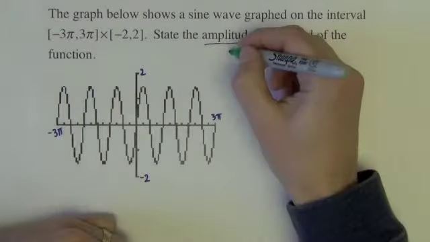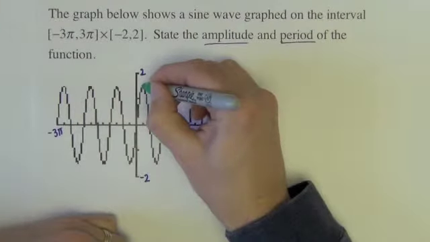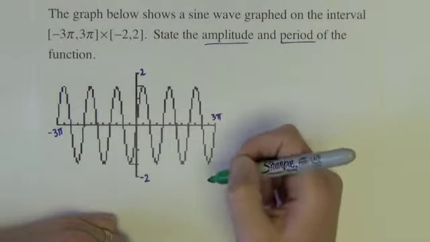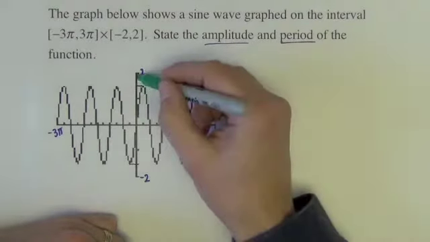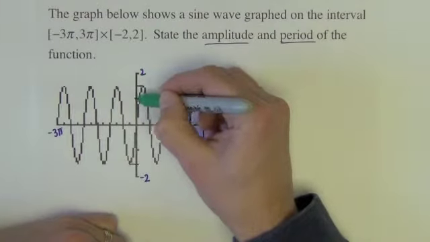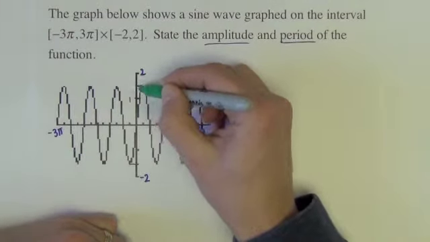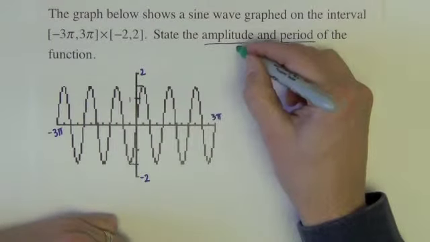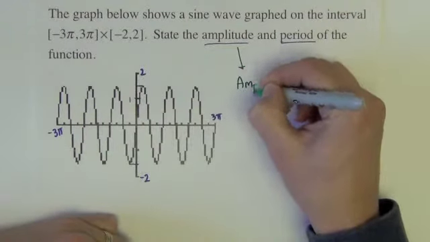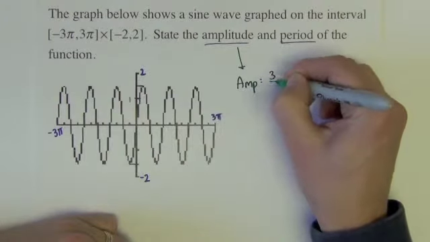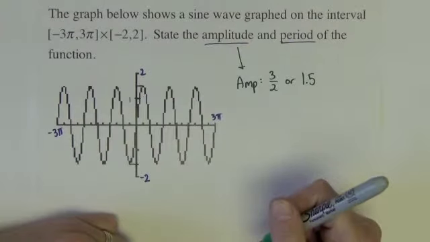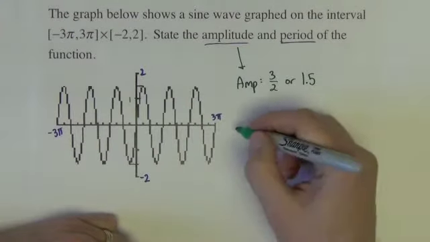Okay, so the amplitude first. Well, the amplitude is the height of the sine wave. And if this is 2, I can safely assume that this here is 1, and it does appear that that's right in between 1 and 2. So I would say that this graph has an amplitude of 3/2 or 1.5. Now, period.